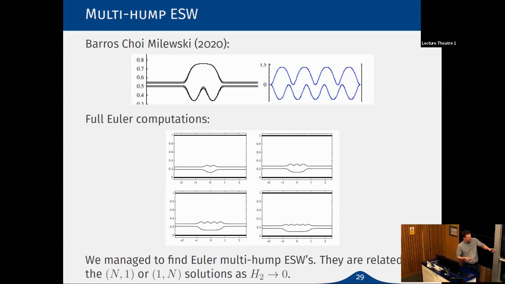I use this terminology N1 and 1N. That relates to how many oscillations on the top and bottom. But that's not really the best way to define it, because this definition is only holding for when H2 is actually 0. The structure of these solutions is quite delicate. I can talk about them more in the break, or I guess it's not the break, it's the end.